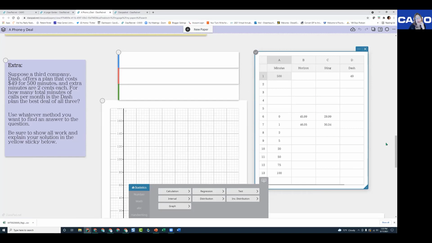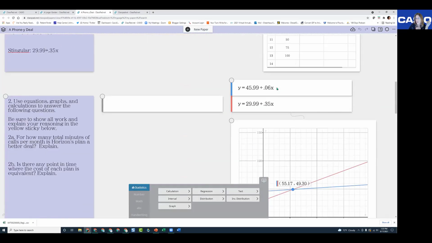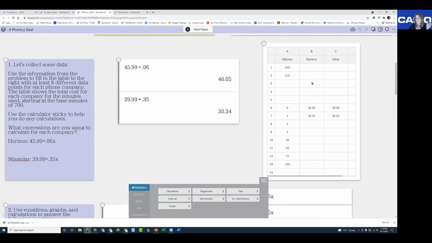So anyway, what I like is if I add something here, like 510, notice it adds it up here as well. So everything is talking in ClassPad.net, so you don't have to redo things.